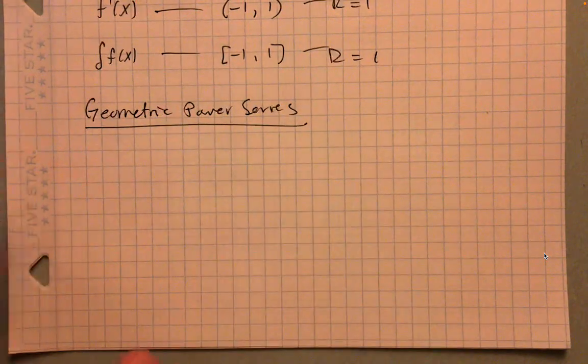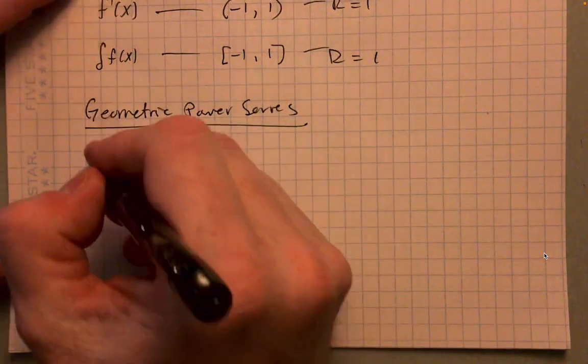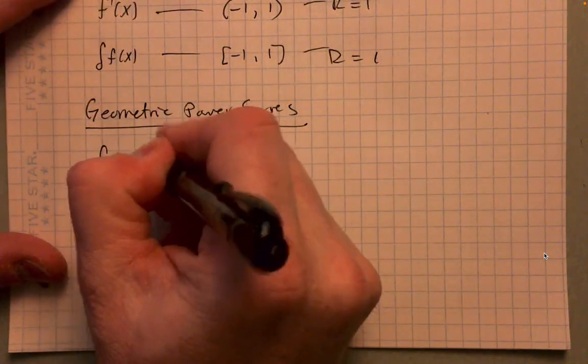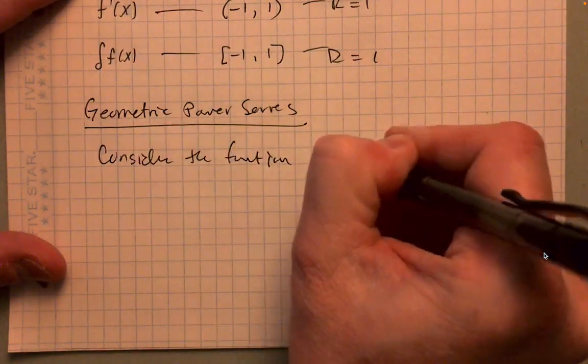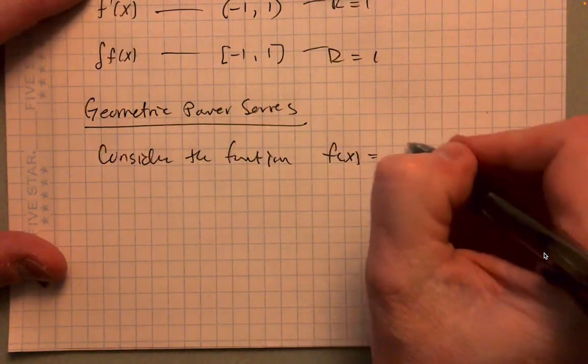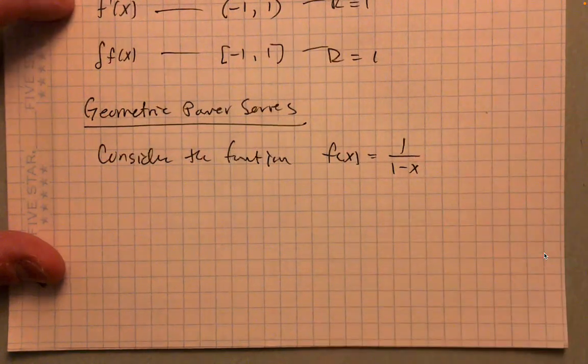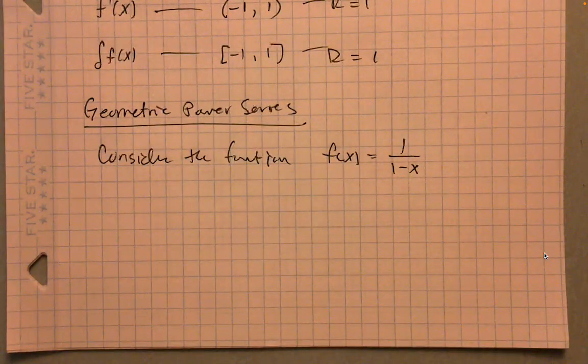Let's talk about the geometric power series. Consider the function f of x equals 1 over 1 minus x. It's a function we've certainly encountered in Calc 2 a lot. If you look at this function, the way it's written here, it pretty closely resembles the sum of a geometric series.